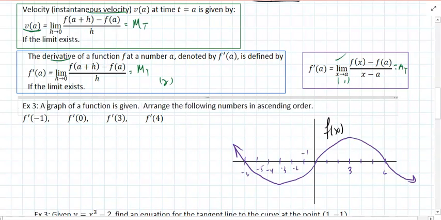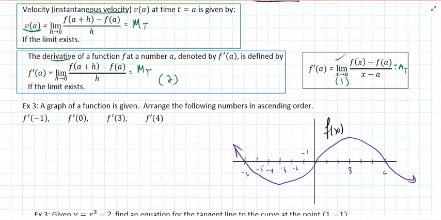A graph of a function is given. Example 3, a graph of a function is given. Arrange the following numbers in ascending order. So remember, this stands for the slope of the tangent. Derivative has many applications and many uses. So if I look at this, at -1, there's -1. If I want to draw a tangent line, kind of like this, well, the slope of that, let's say that's roughly 1.